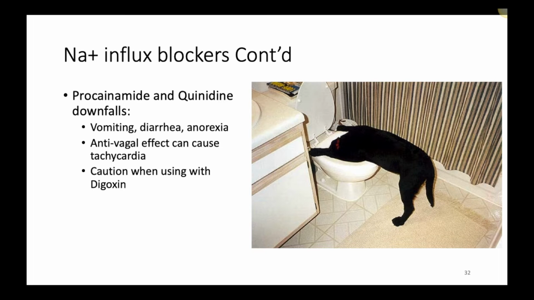So sodium influx blockers, procainamide and quinidine downfalls, of course, judging by the look of this dog: vomiting, diarrhea, and anorexia. They have an antivagal effect that can cause tachycardia because the vagal nerve stimulation causes bradycardia. So if they have antivagal nerve effect, it can cause tachycardia, which is really unfortunate if we're trying to get a hold of arrhythmias. And caution when using with digoxin, which I'll talk about in just a minute.